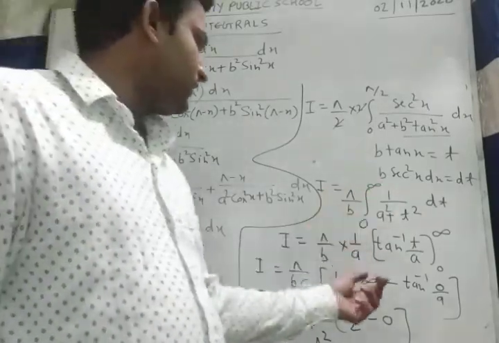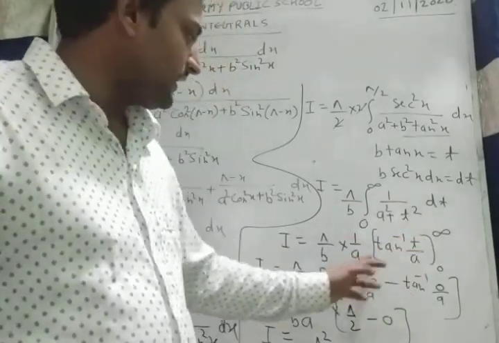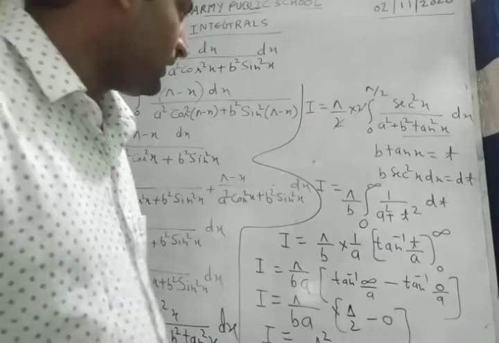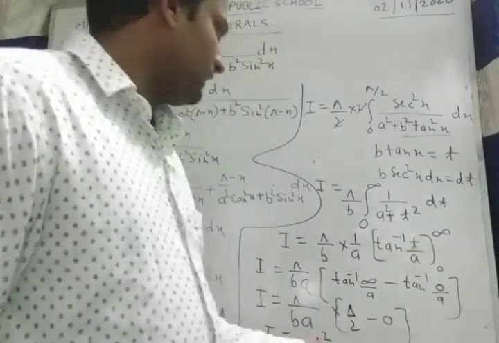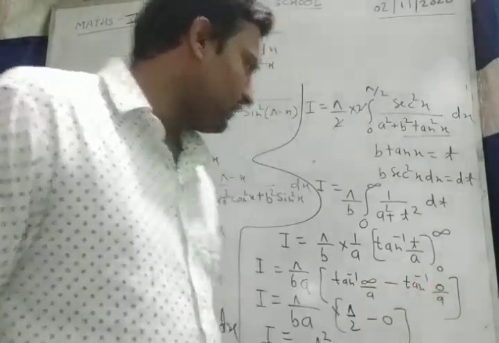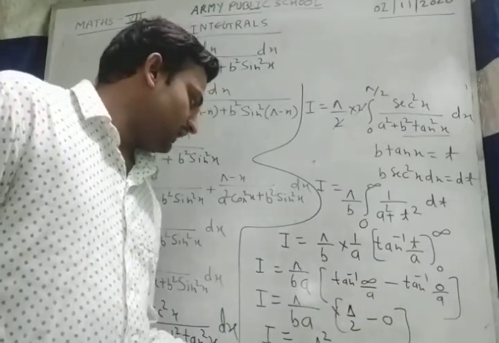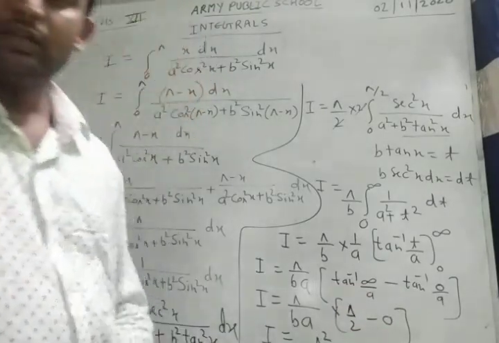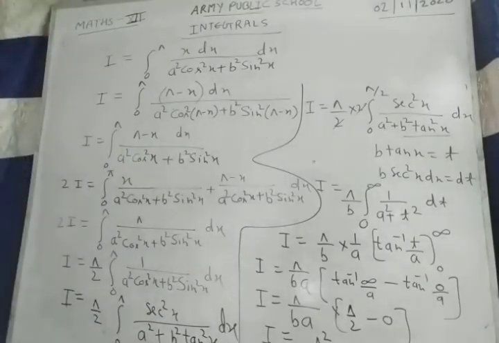Okay, now put the limit. So the integration of this is what? Tan inverse t by a. So we write tan inverse t by a, 0 to infinite limit. Now put the limit: infinite minus tan inverse 0. So after solving we get pi by 2, this term is 0, and here we get pi square by 2ab. I hope you understand. Now we will see the next question.